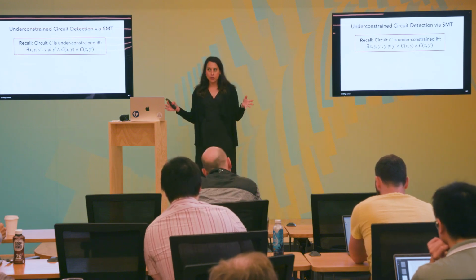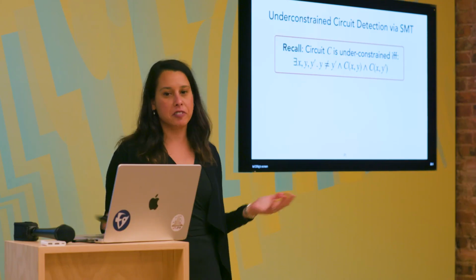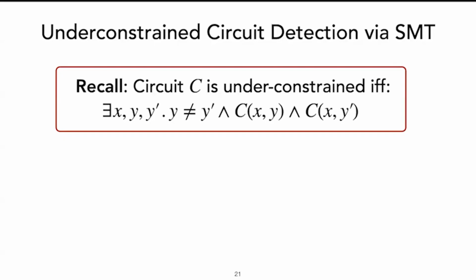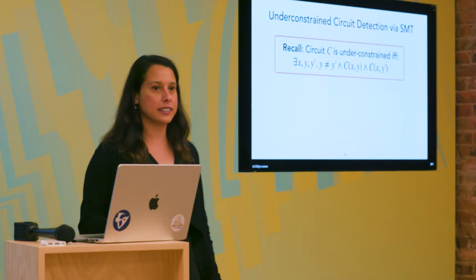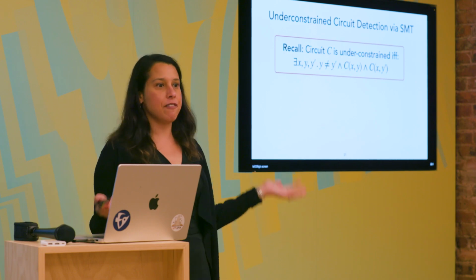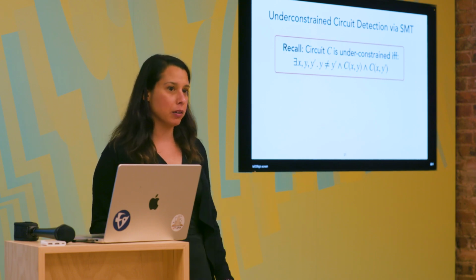Before I tell you how it works, let's first set up a straw man solution, because there's an obvious way to solve the problem. Recall that a circuit is under constrained. The definition is very simple. I can write it as one logical formula. It says you can find an X and two distinct outputs that both satisfy your circuit, right? Now this immediately suggests a very obvious way of solving the problem.